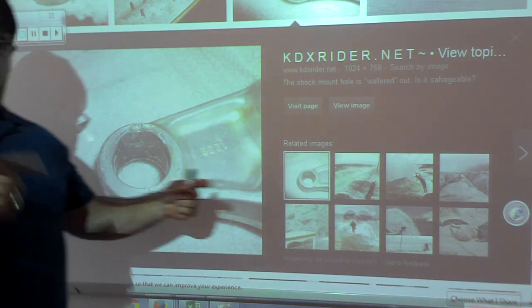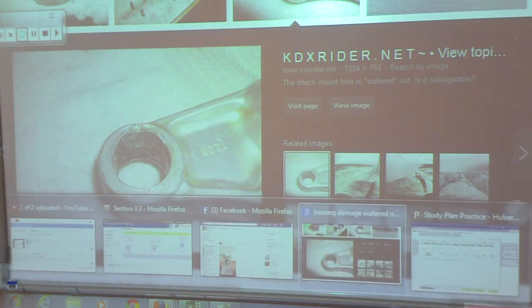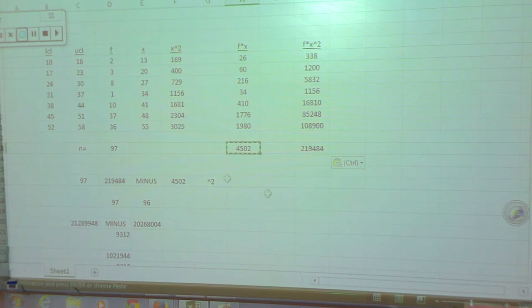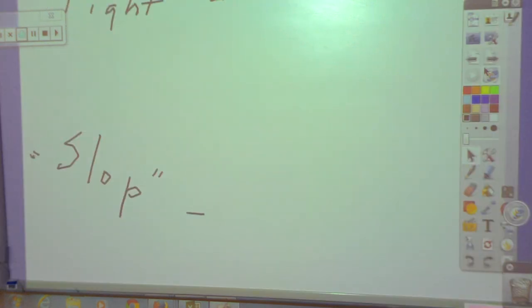So let's go back to our problem. You go back to the problem at hand, and let's show you what we can do with this. Show you what we can do with these three numbers right here. I have to draw it on here, so just hold on.